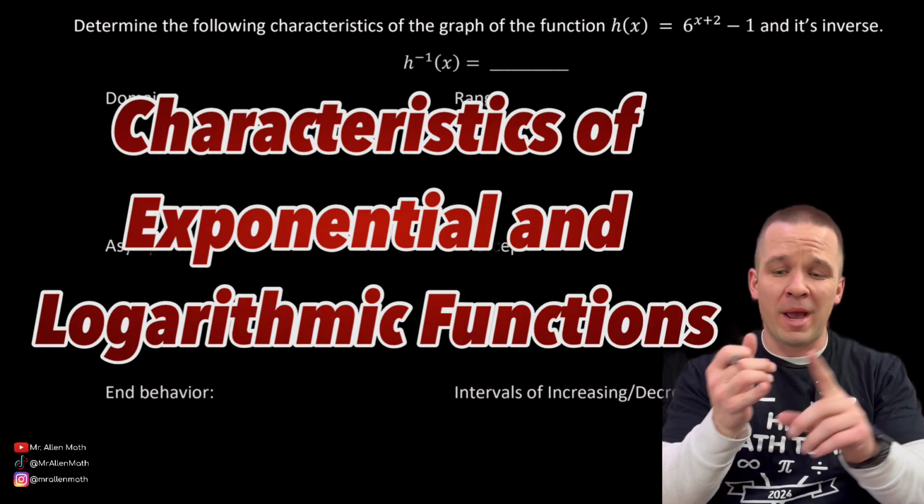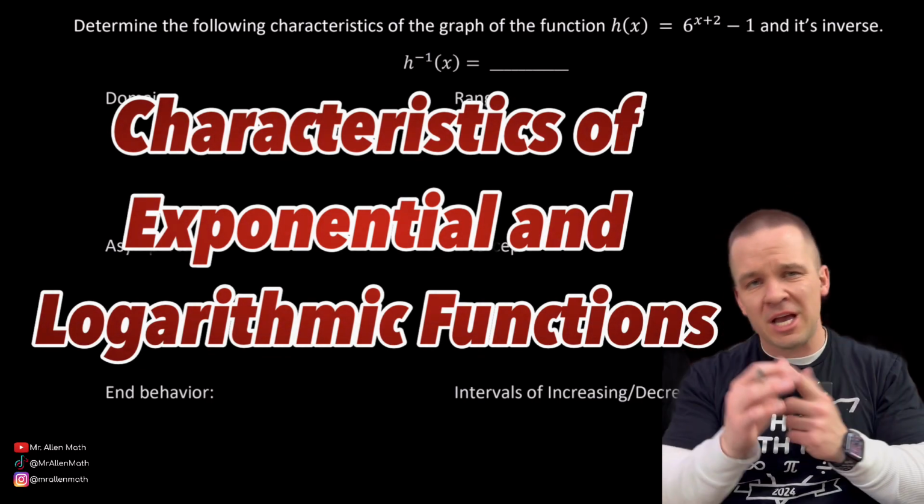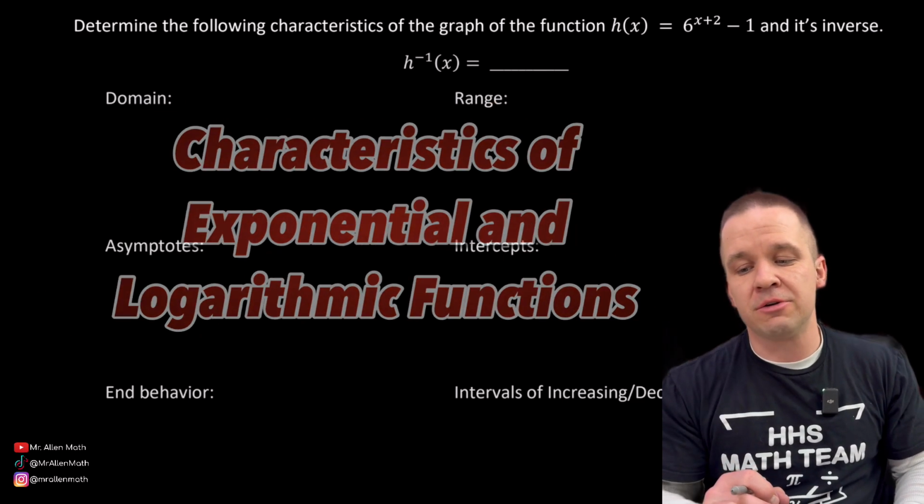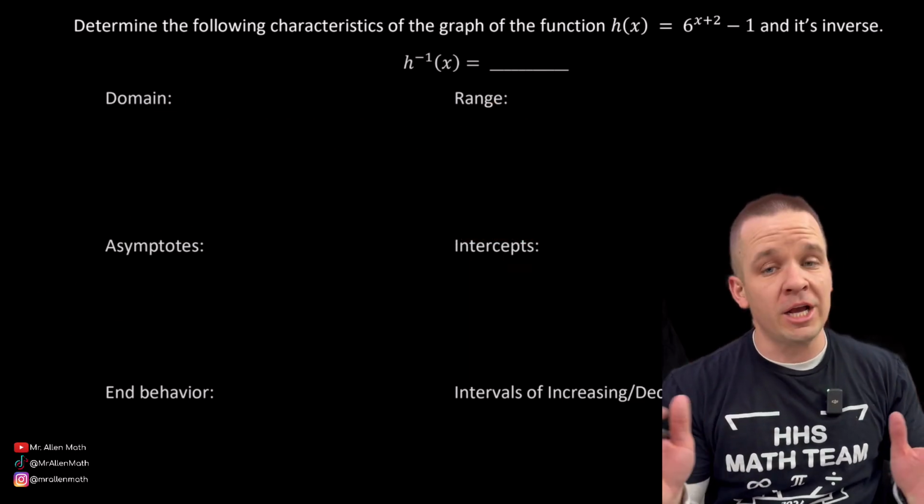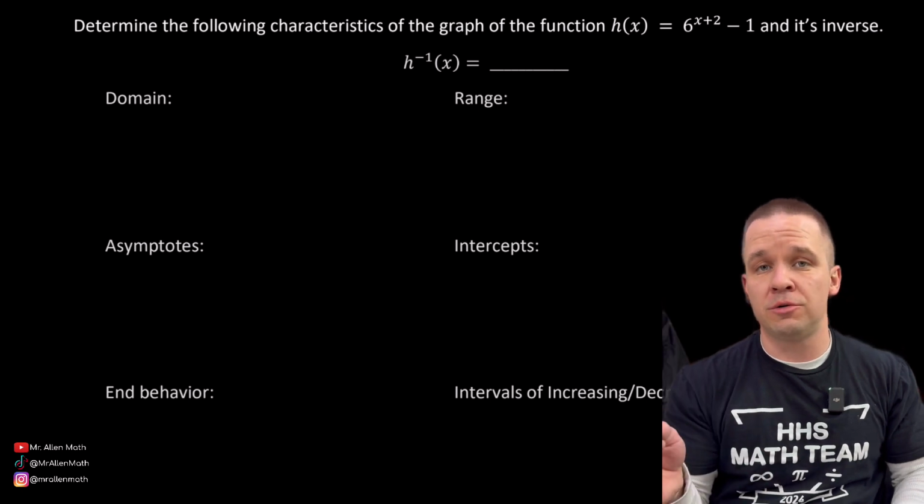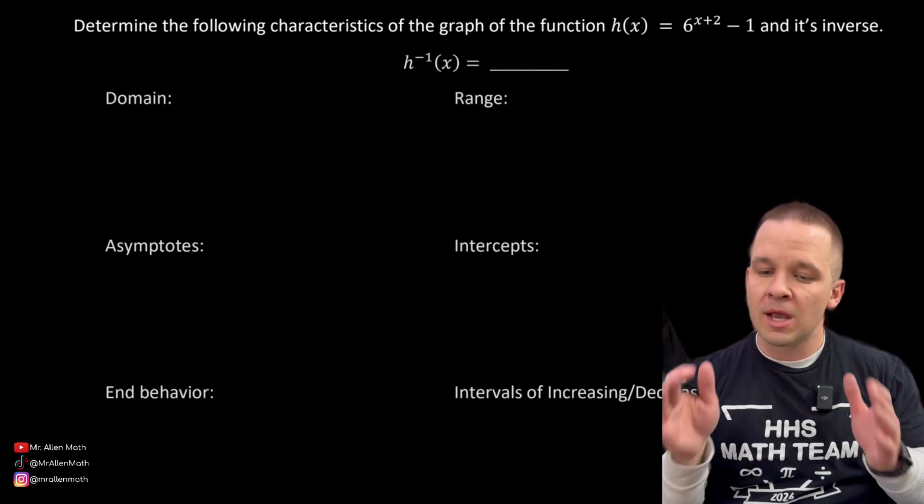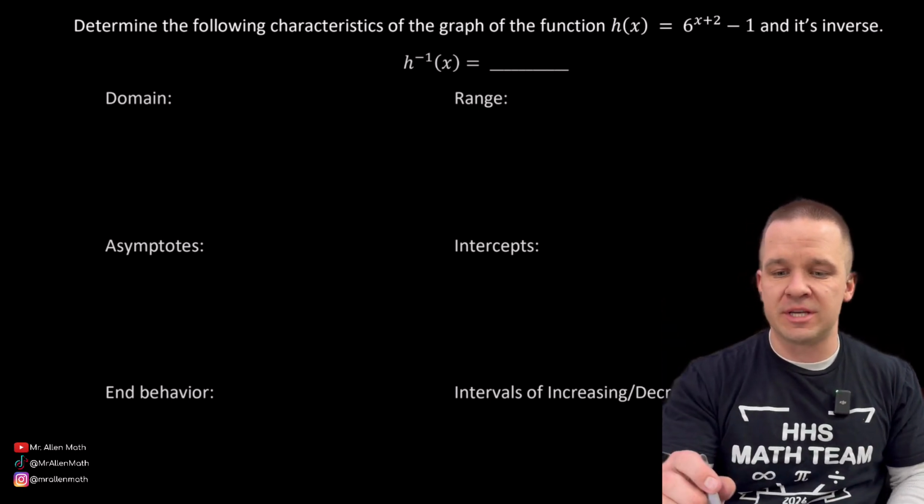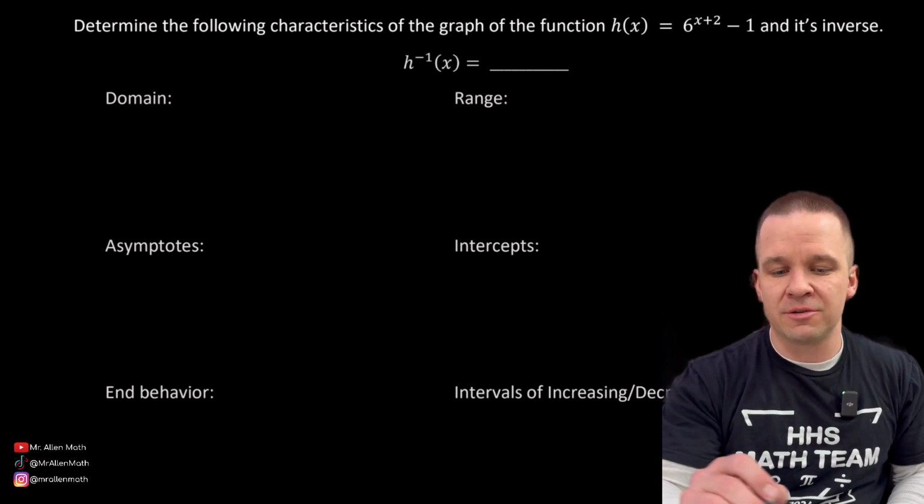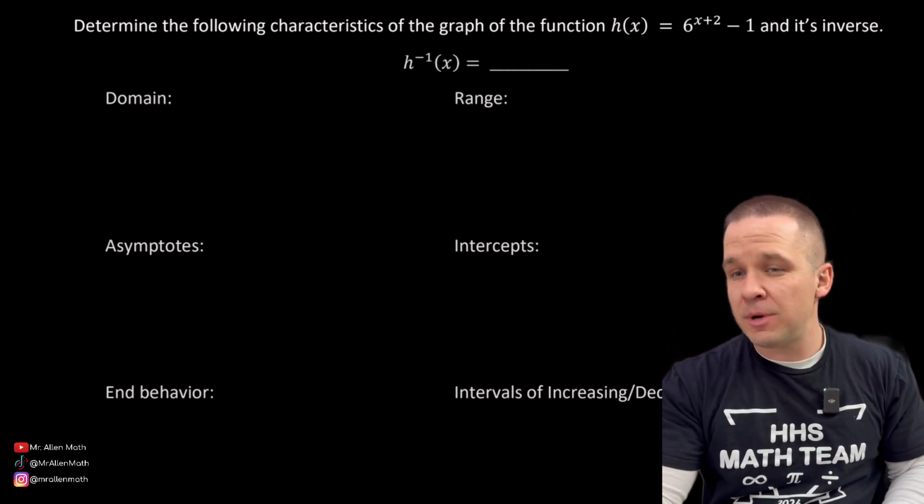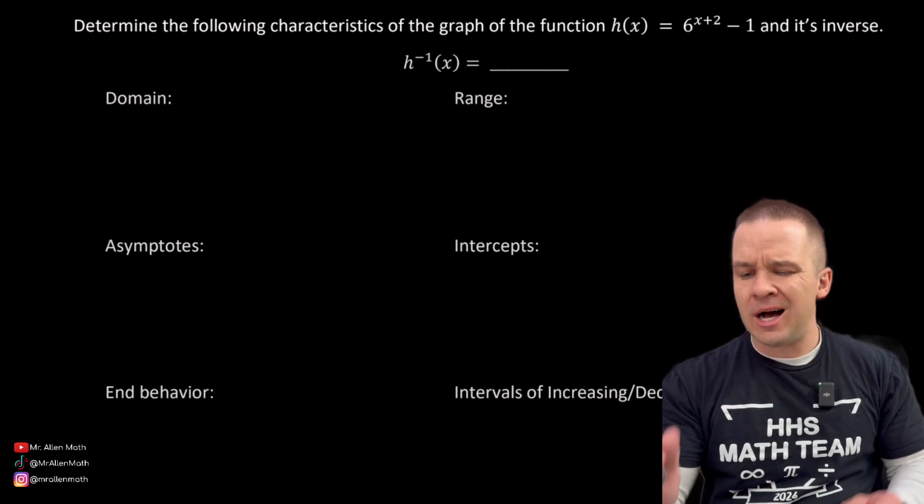So we're going to be talking domain, range, asymptotes, intercepts, end behavior, and intervals of increasing and decreasing. So let's start with the exponential here. h of x equals 6 to the x plus 2, then minus 1 on the outside. I think it's helpful to do a rough sketch of this exponential so that we can properly answer the questions, all right?